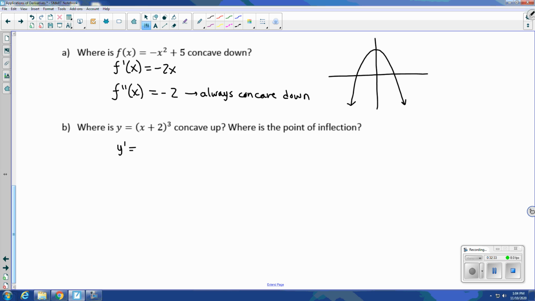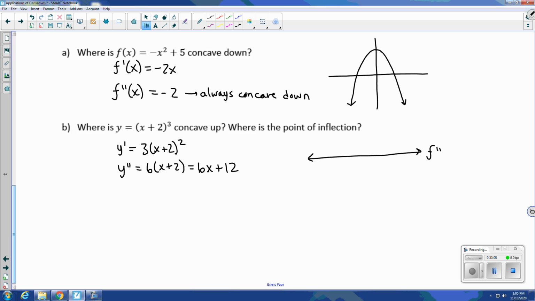Where is this function concave up, and where is the point of inflection? Dealing with concavity and points of inflection will require me to find the second derivative. Now, because the second derivative isn't constant, I want to consider where this thing has critical points. So I'm making a sign chart for my second derivative.